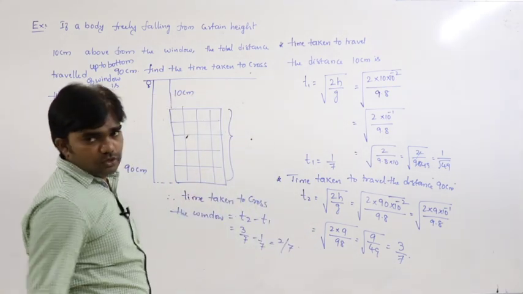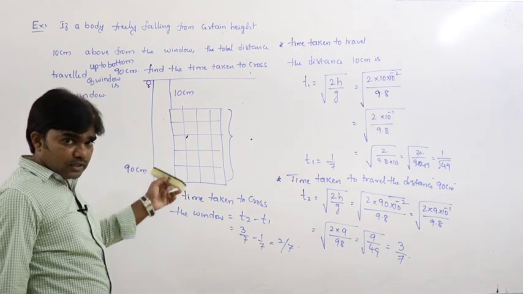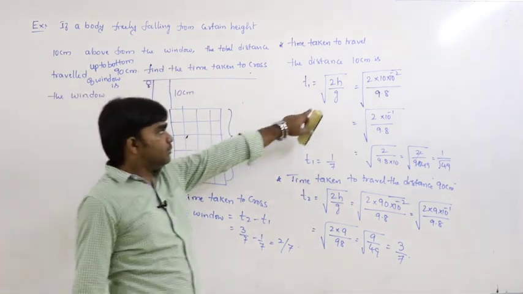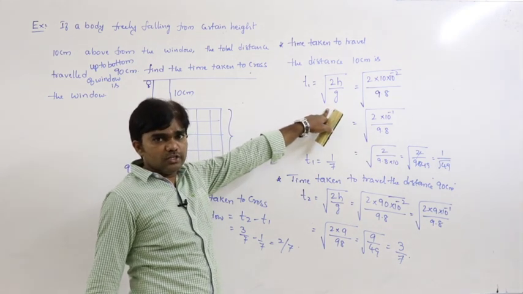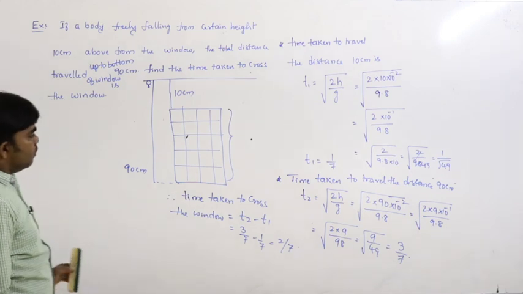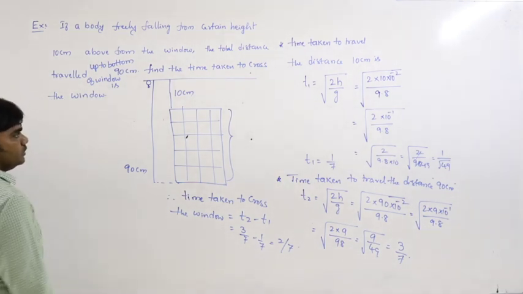So 2h by g we can use if it is a vertically projected body. If it is a vertically projected body and it reaches the maximum height, then also the time can be written as under root 2h by g. So that is the situation. So this is one method. One more method, how can we do this problem? By using one more method.